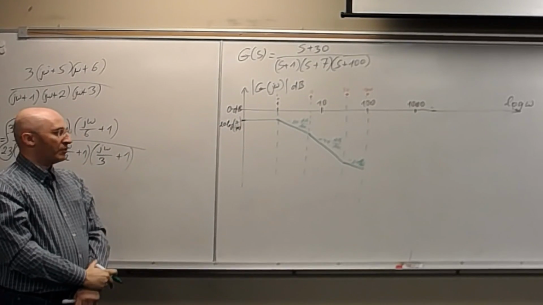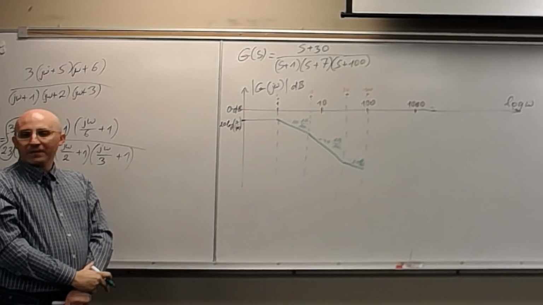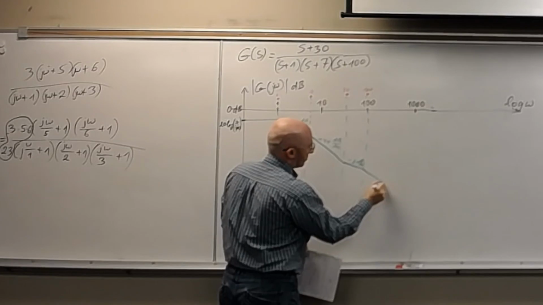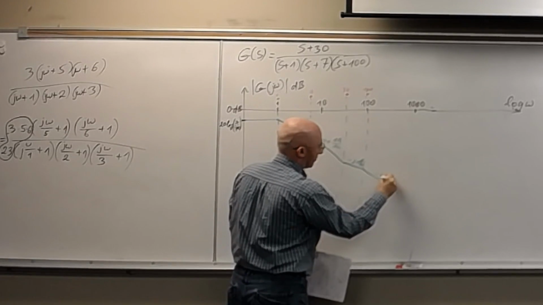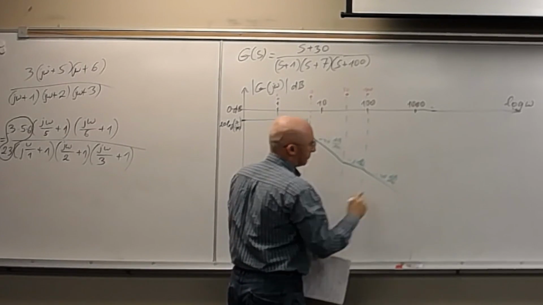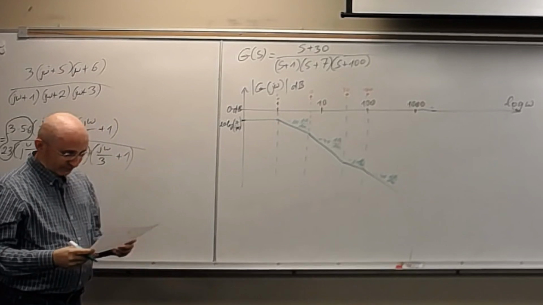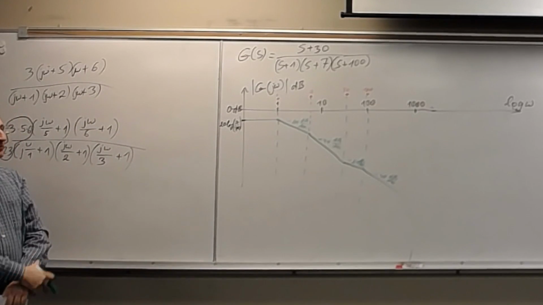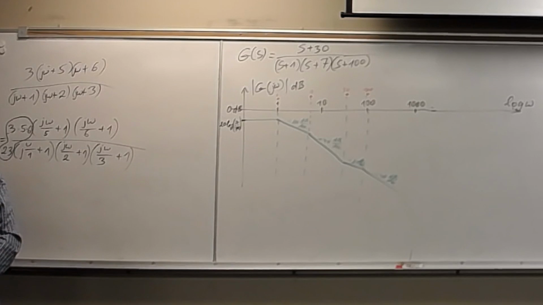And now at 100, it will change again. Right? So it will just go down again with minus 40, forever. Any questions on that? So this is how the magnitude of that plot looks.